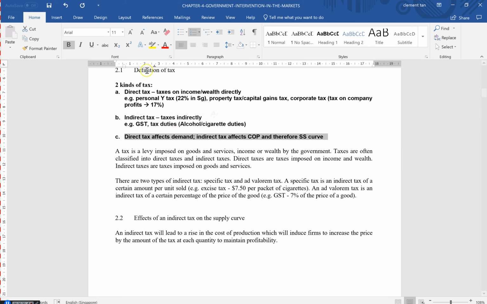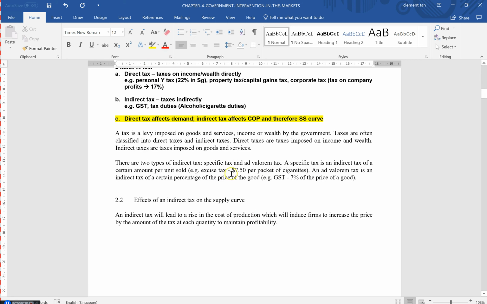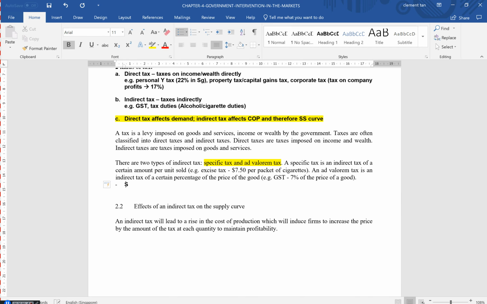Just remember this. Direct tax affects demand. Indirect tax affects the supply curve. So over here, you can just go and read up. There's this thing called ad valorem tax. What is it? Just remember. Specific tax is a per unit tax.